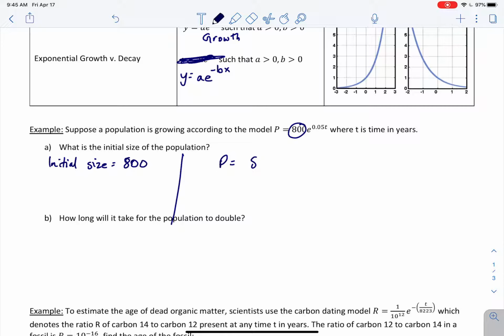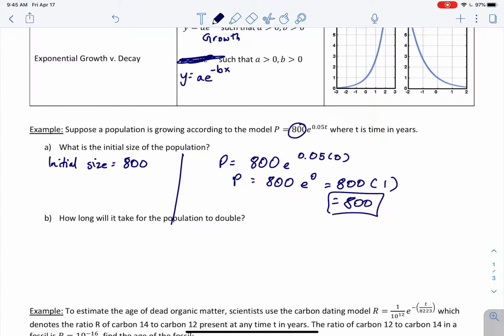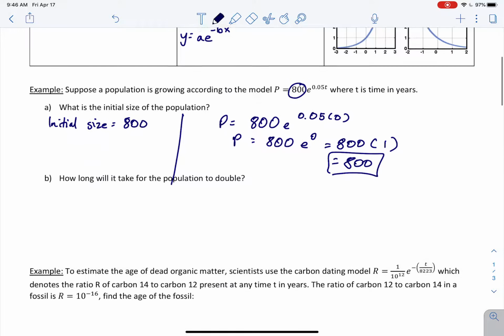Right, so if I substitute 0 in for t, that's going to make this e expression, the exponent, raised to 0. Well, anything raised to the 0 is just 1, so you get 800 times 1, and that gives us 800. So that's why that first number is always the initial value, because when you plug in 0 into the equation, the exponential value is going to go to 1.